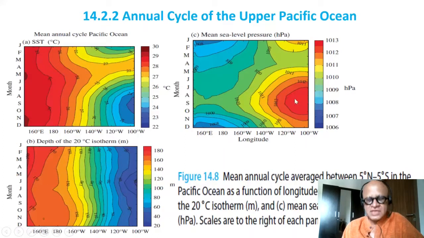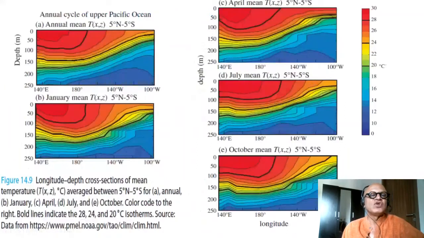In the west you have a stronger seasonal cycle in the sea level pressure. In the east, it remains fairly high throughout the year, and only during La Nina it gets less. During spring warming it gets less as well.